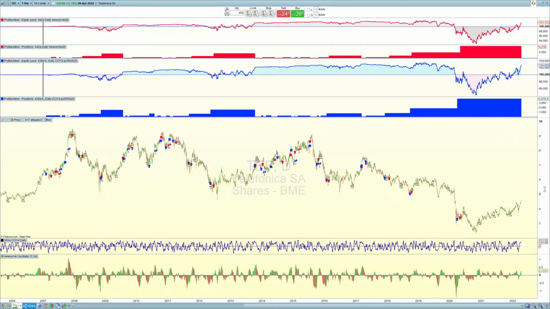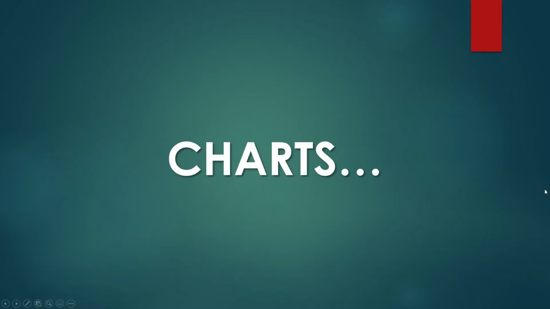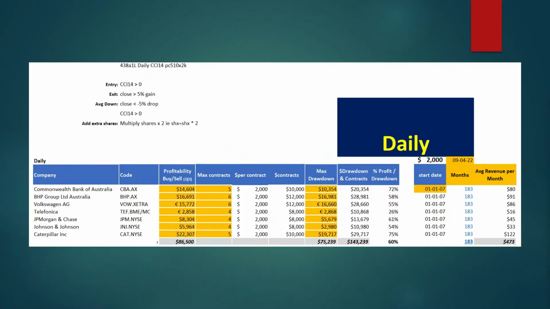So let me now quickly go back to the table of results. So again, this is the CCI14 table of results. That's our little trading rules, and this shows the results of each of those companies demonstrated in the charts. This shows a profitability, number of contracts entered, and if you're trading $2,000 lots, for example, on a CBA, we entered 5 at the maximum number. We entered $2,000 lots, so in other words, we needed $10,000 in our account, but the maximum drawdown was $10,354.